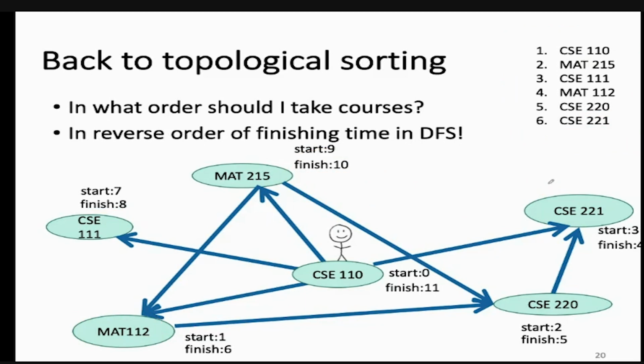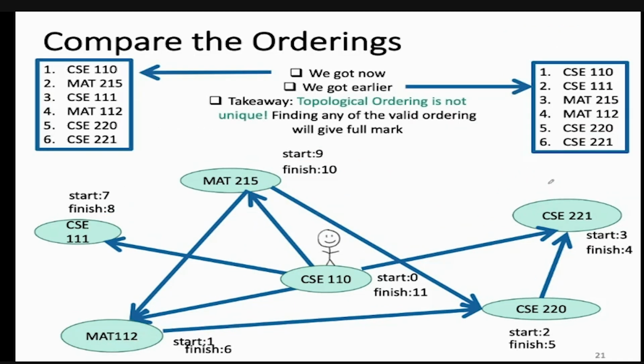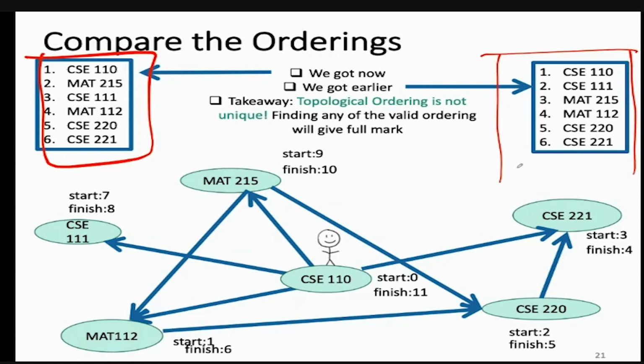So let's look at some of the key factors here. This is the ordering that we got in our earlier example, where we were deleting the source vertices and edges and then coming back to another source vertex. So this was one ordering that we got following that algorithm. And after following our DFS algorithm, we have found this sorting. This is another possible ordering of the courses.